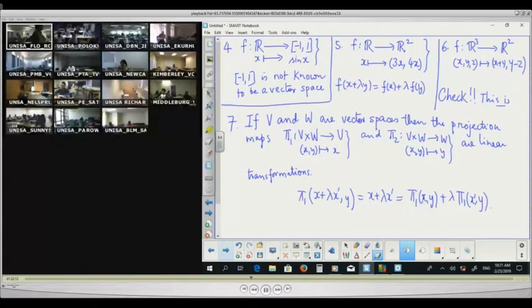So, pi 1 of x plus lambda times x prime, y is pi 1 of this, and hence the linearity follows. Okay? So the projections.